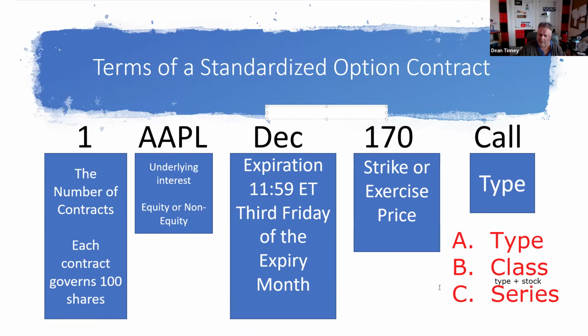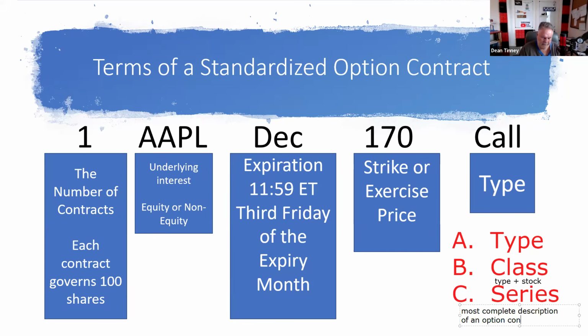Test question: the series is the most complete description of an option contract. They'll say on the test, the most complete description of an option contract is A, type, B, class, series. Ding, ding, ding, ding. That's everything you need to get that premium, get that quote. That would be the underlying, the expiration, the strike, and the type, everything. Kind of a trick question.